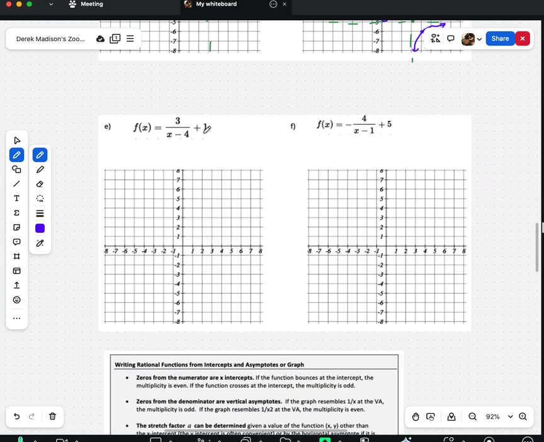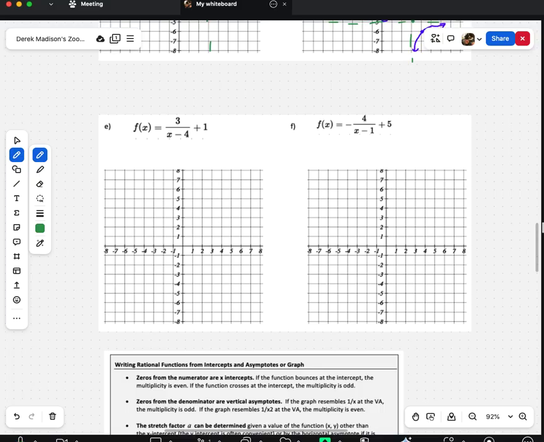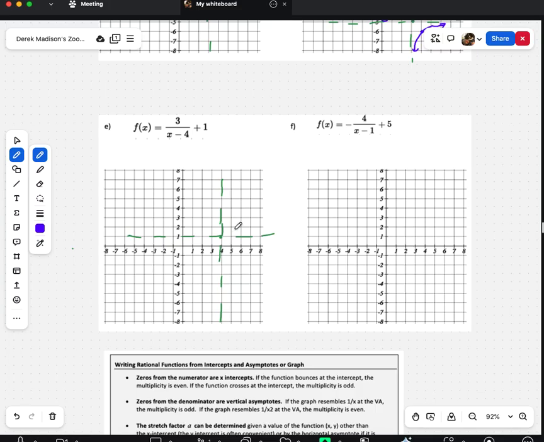Okay, and then these last two have numbers that aren't 1 up there, so that means there's also a stretch going on. So same strategy, we'll get our asymptotes graph first. So -4 means it's going right 4, +1 means it's going up 1. And then it's stretched by a factor of 3. There's no reflection. That one has the reflection.